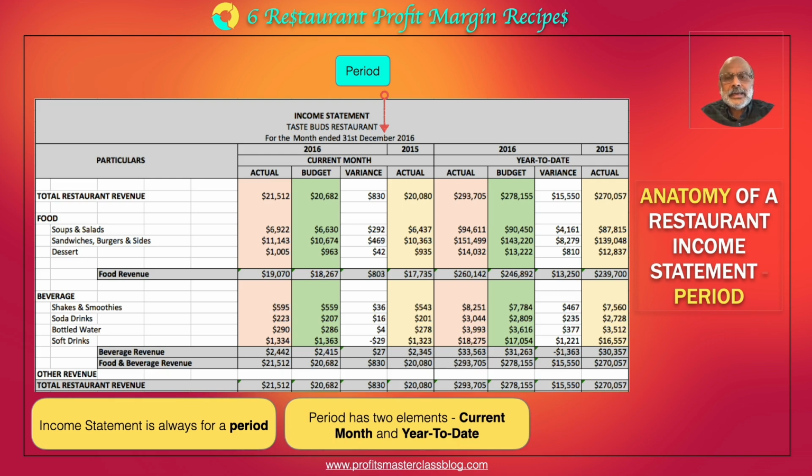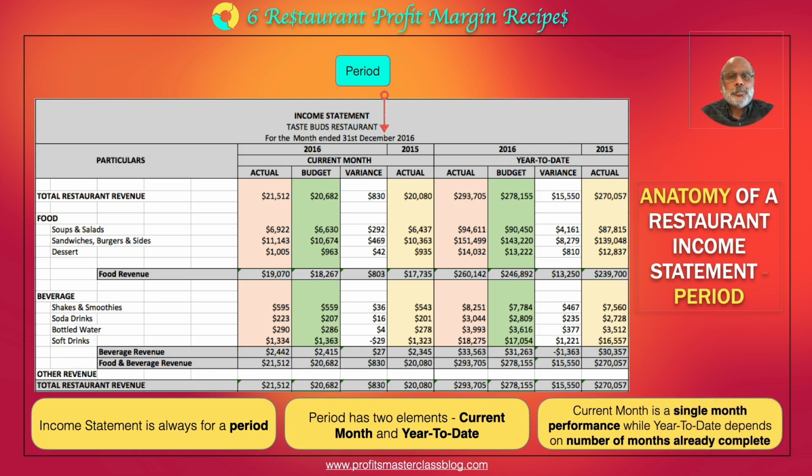This period has two elements to it. The current month, as you can see, is being shown here for the year 2016, and that contains an actual amount, a budget, and a variance. It also makes a comparison to the previous year current month, the year 2015. You can see in this financial statement screenshot.